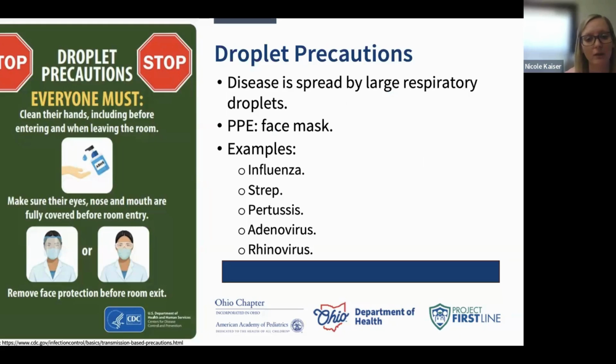Droplet precautions. So these would be used for viruses such as influenza, adeno, rhino, and bacteria such as strep and pertussis, anytime there's risk for spread by large respiratory droplets. For these, we're going to want to use a face mask in addition to our hand hygiene, and making sure that that face mask, again, is properly covering our face, our nose, and our mouth.